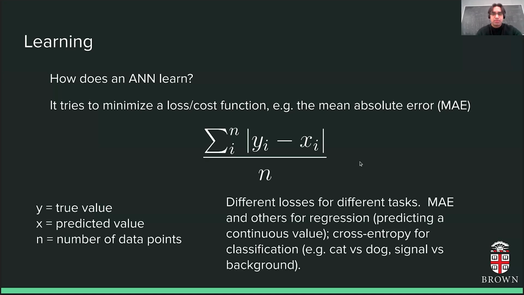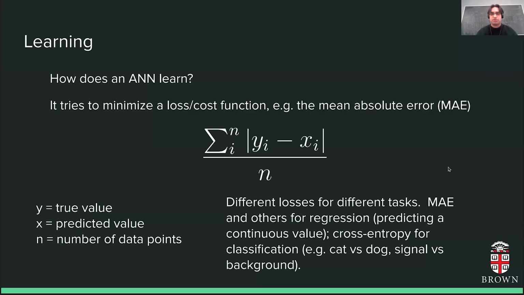So there are different losses for different tasks. Mean absolute error for regression. Regression is not classification. Regression means you're predicting a continuous value. So instead of predicting cat versus dog, you're trying to predict the length of the dog's tail or something like that. For binary classification, predicting discrete values, cat or dog, for example, there's a loss function called the cross entropy, or for binary classification, the binary cross entropy. But the mean absolute error is just simple to write down. It gets the point across quickly.